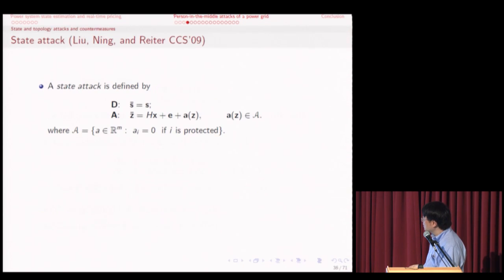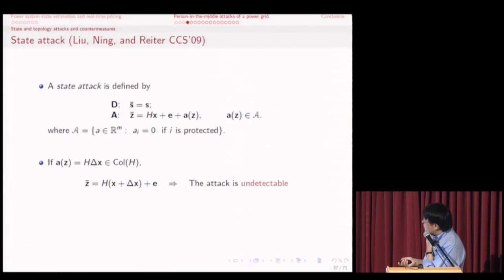locational marginal price. Okay. So this is a very simple idea proposed by Liu. And so this is the additional data you are introducing. And obviously, you shouldn't introduce arbitrary data because you have access to only a subset of meters that you can manipulate. So this set A describes the constraints on what someone trying to launch an attack can do. So the entries of this A would be equal to 0 if that particular meter is somehow protected.